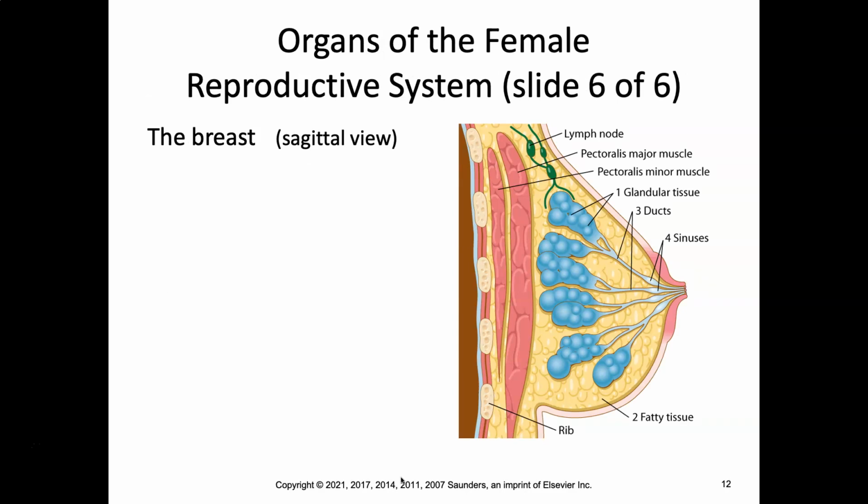This is a side view of a breast. Shows you the lymph nodes, the muscles, glandular tissue, ducts, those sinuses, the fatty tissue, and where the ribs come in. This is one of the views that are taken when you have a mammogram.